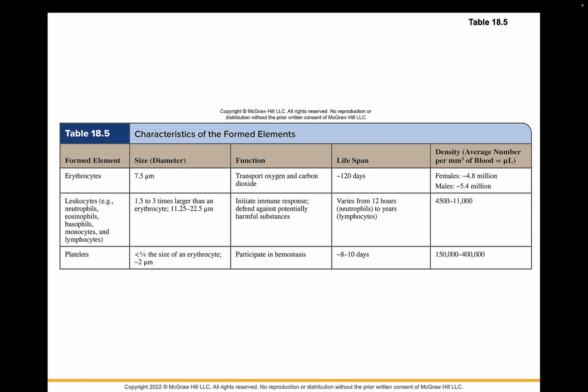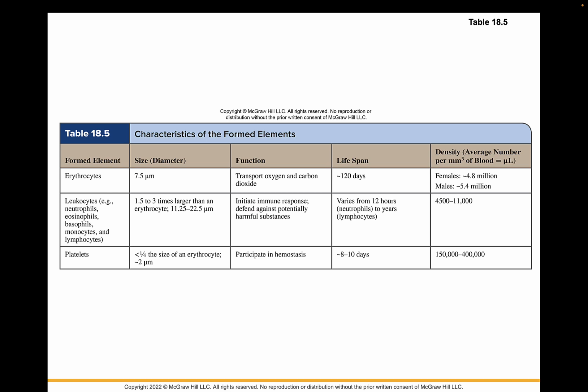This diagram here is focusing on the primary characteristics of our formed elements. First, when we look at erythrocytes, you're not responsible for memorizing the size. For the most part, what we do want to know is they do account for the majority of the formed elements that we are going to find. Their job is the transport of oxygen and carbon dioxide. We'll address that a little bit later. And then also the lifespan of a red blood cell is approximately 120 days.